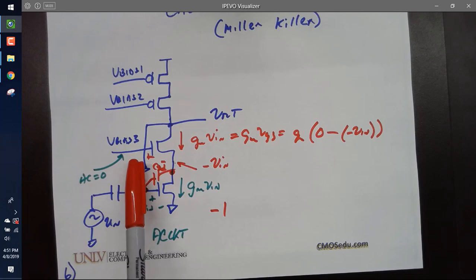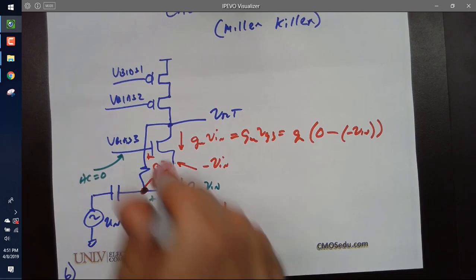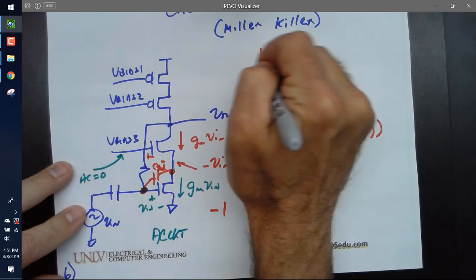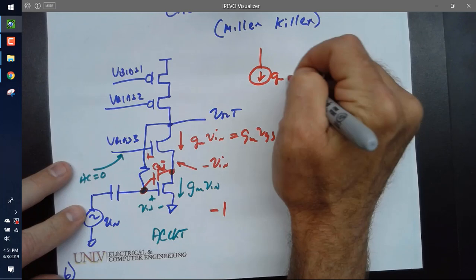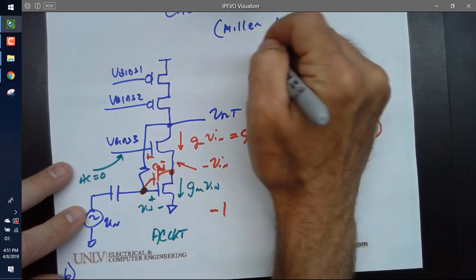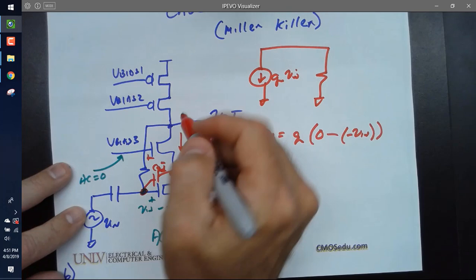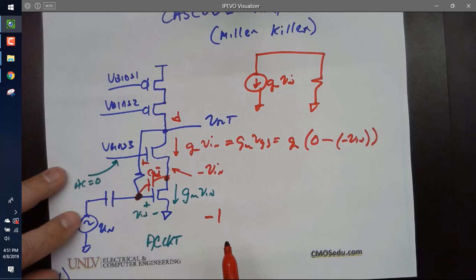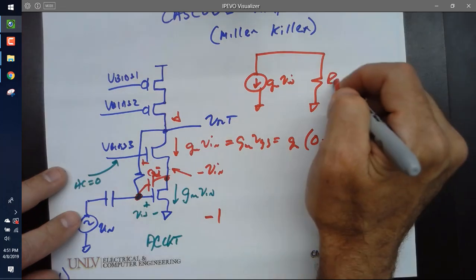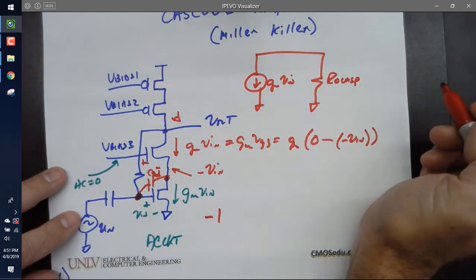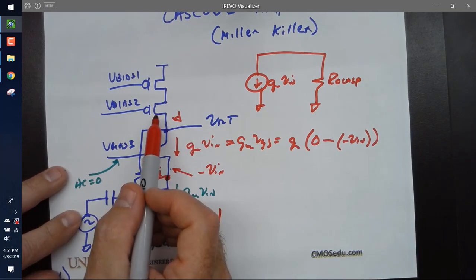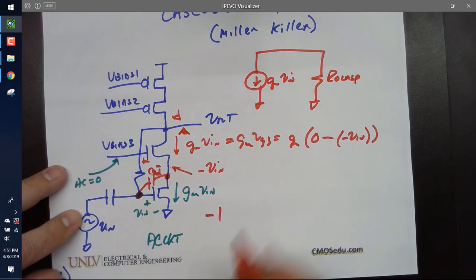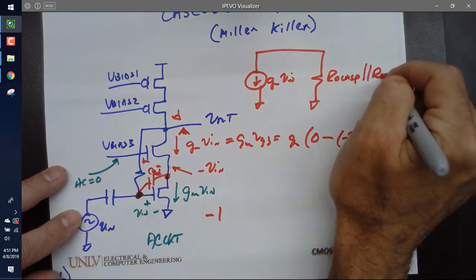Everybody see that? But we still need to calculate what the gain is right here. So you told me the current that's flowing here is GM V in. What is the resistance I see looking up there? Eight in parallel with R out cascode P, right? And what's the impedance I see looking down there? Cascode.